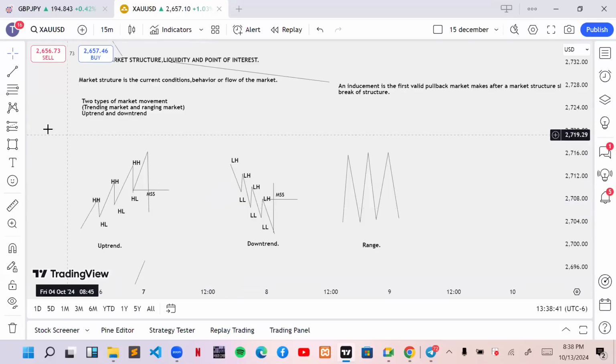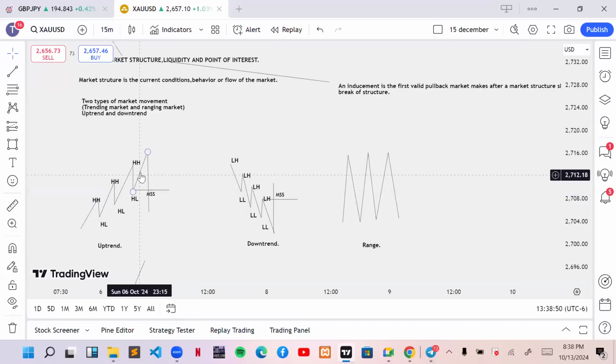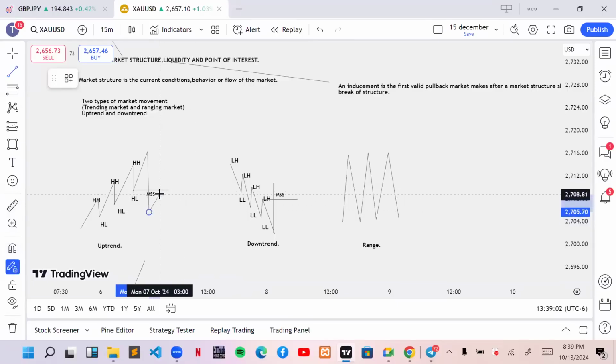So in this case, market was on an uptrend, making a series of higher highs and higher lows, and they now made a lower low. So this is where our market structure shift is. So after the market structure shift, market will now make a pullback towards that direction that it shifted structure from.